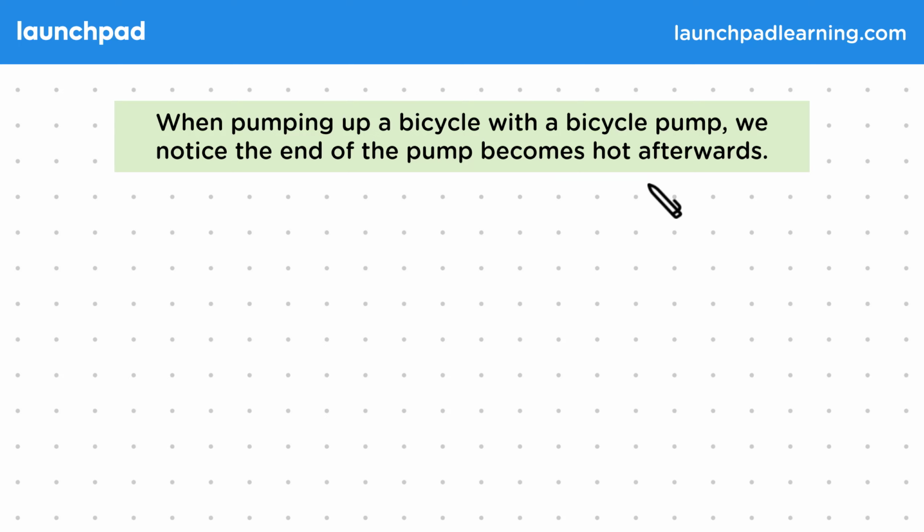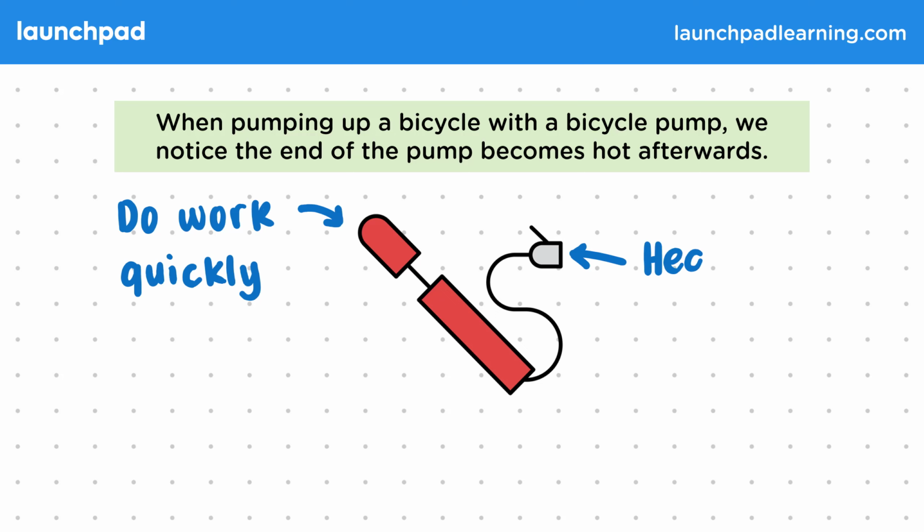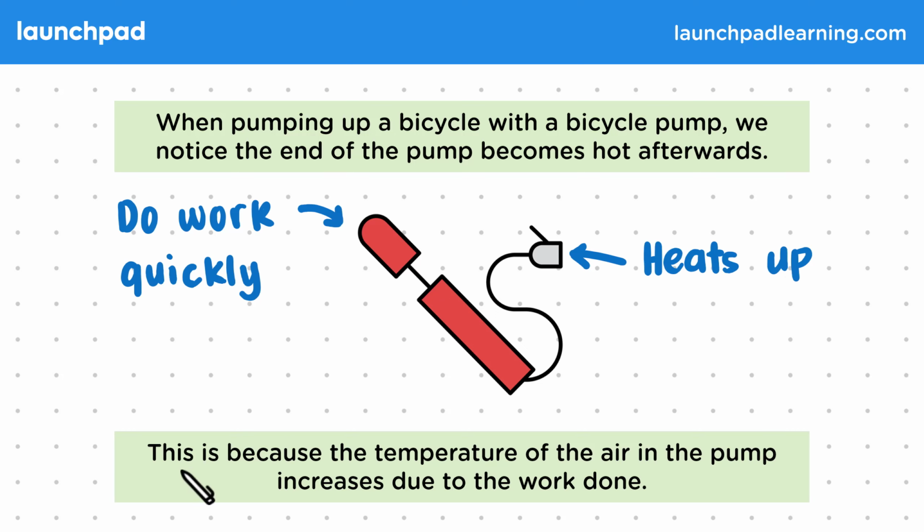Now this is a very popular example used in exams. So when we pump up the tyre quickly, we are doing work quickly against the pressure of the air in the tyre. This means the end of the pump heats up and becomes hot to touch. This is because the temperature of the air in the pump increases due to the work done. The work has caused energy to be transferred to the internal energy of the air in the tyre, making the air molecules move faster and increase in temperature.